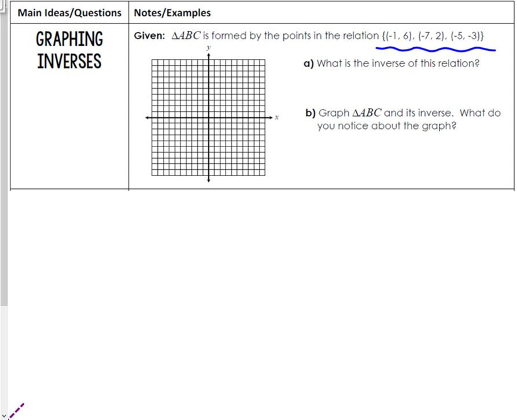values. So (-1, 6), we'll have (6, -1). Note, just flip-flopping the x's and the y's. I can do that for all 3 points. So now I have a relation in blue and its inverse in red. Let's graph those together and see if we notice anything.